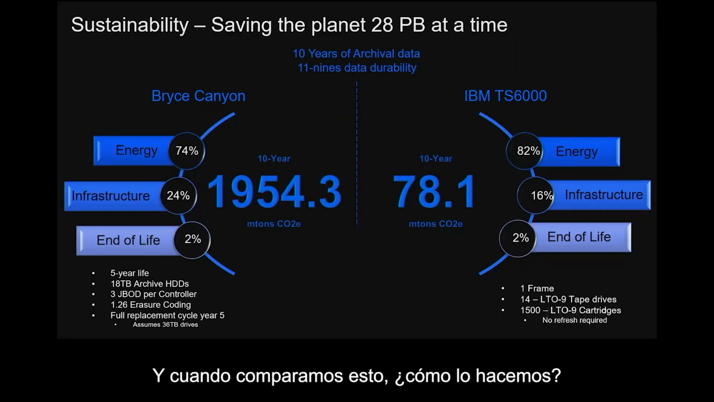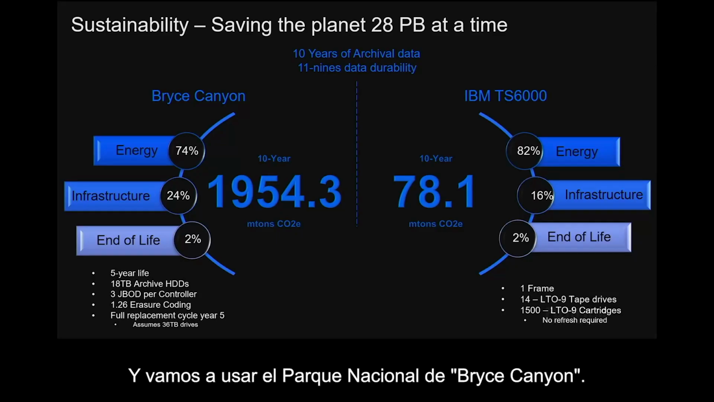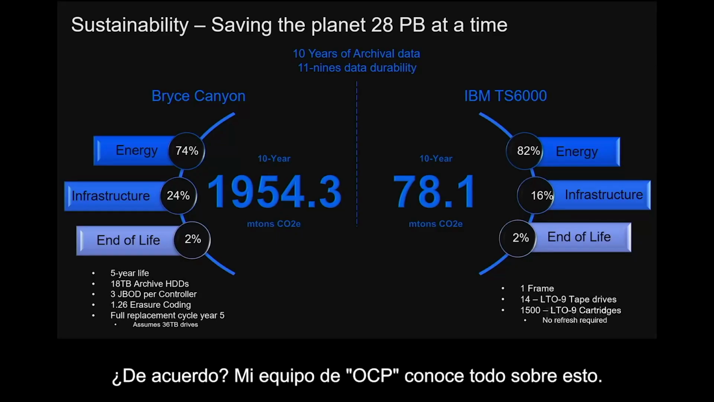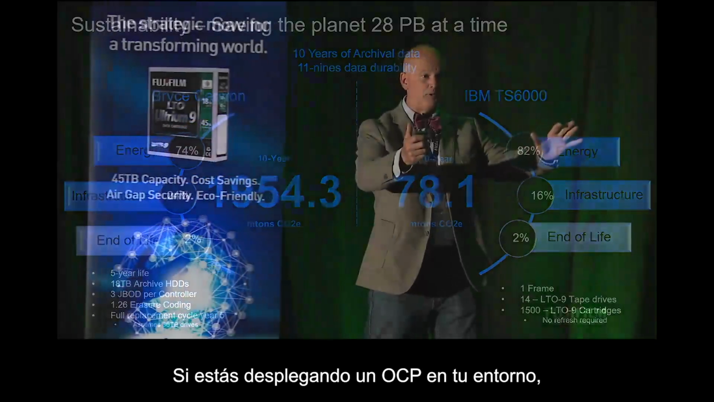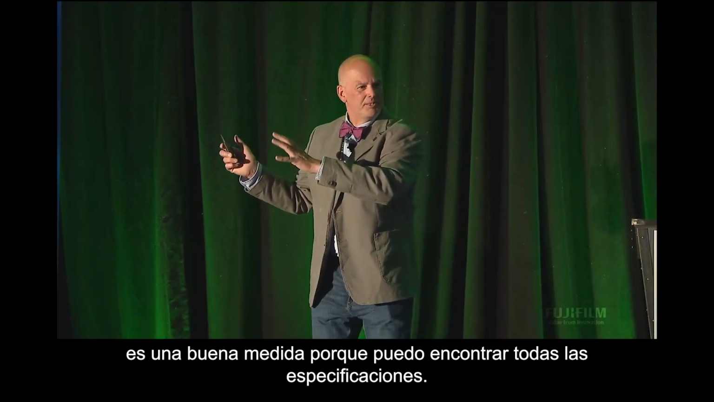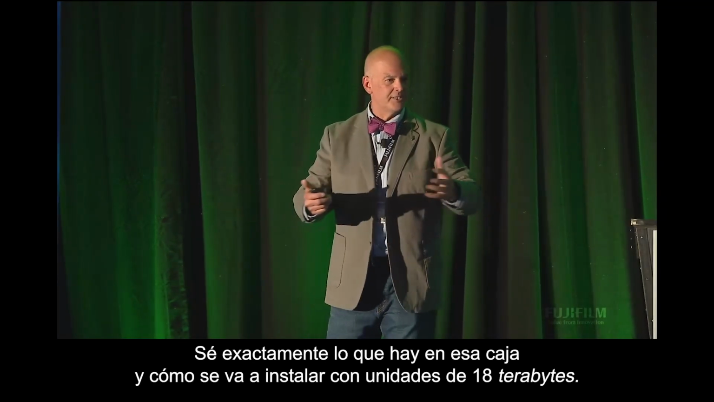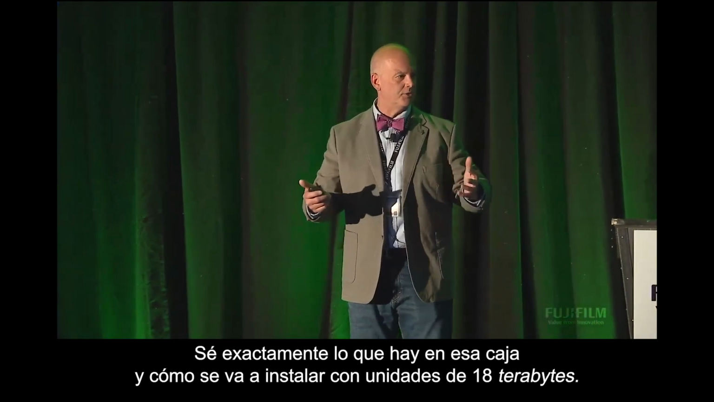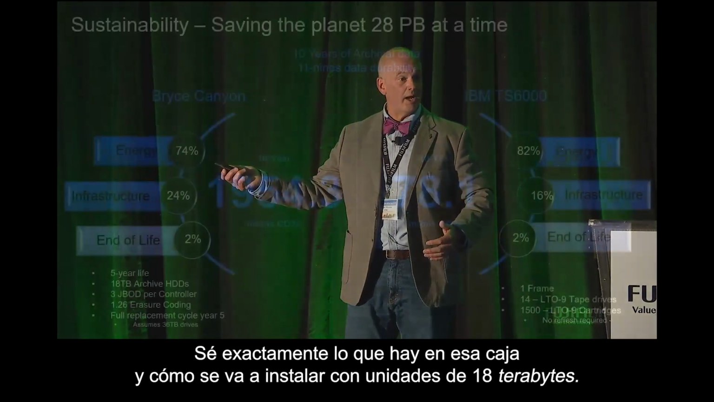And when we compare this, how do we compare? Well, we've got to bring forward some comparable amount. We're going to start with 28 petabytes. Okay? Real easy number for me to do. And we're going to use the Bryce Canyon. All right, my OCP people know all about that. If you're deploying an OCP in your environment, it's a good measurement because I can go out and get all the specs. I know exactly what's in this box and how it's going to be deployed with 18 terabyte drives.